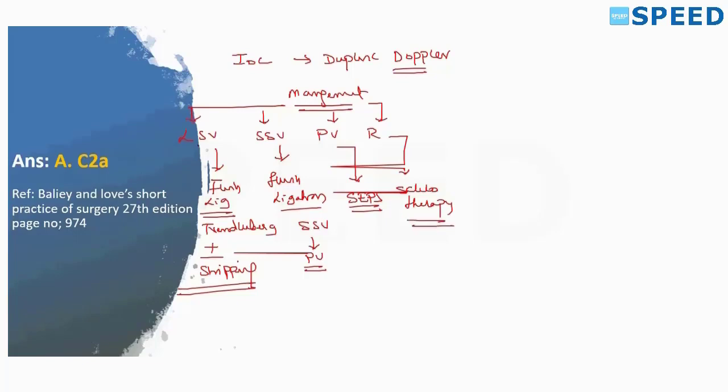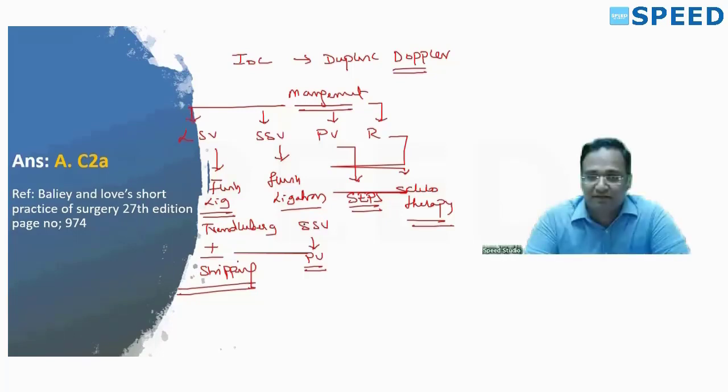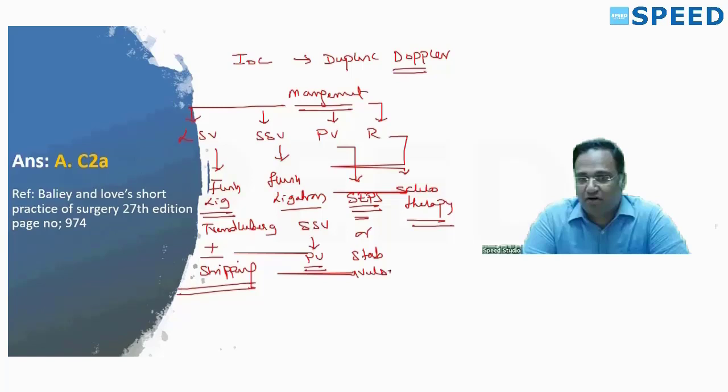So I will just repeat. Long saphenous vein: flush ligation of the long saphenous vein to the femoral vein, Trendelenburg procedure, with or without stripping. Short saphenous vein: flush ligation of the short saphenous vein to the popliteal vein at the popliteal fossa. If the perforator venous system is the problem, the treatment of choice is SEPS, subfascial endoscopic perforator surgery, or if not available, stab avulsion. Reticular veins: sclerotherapy.